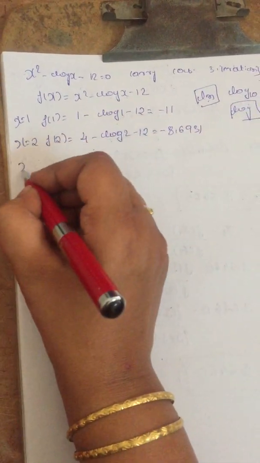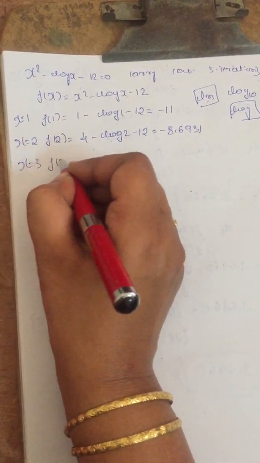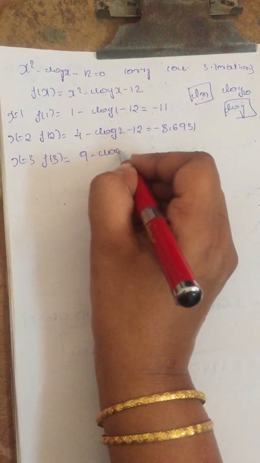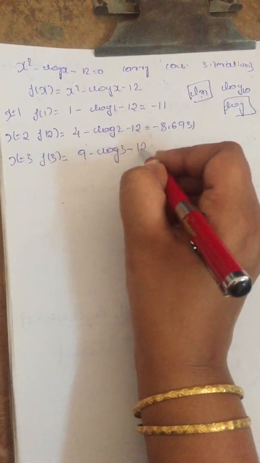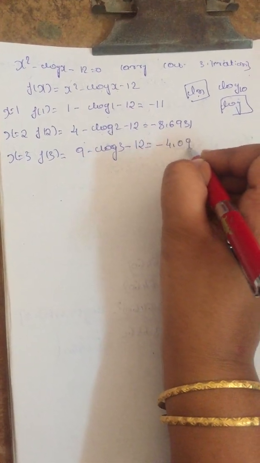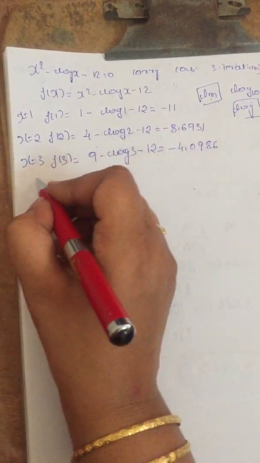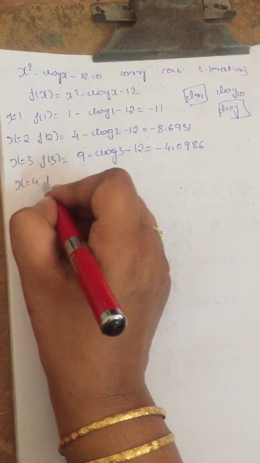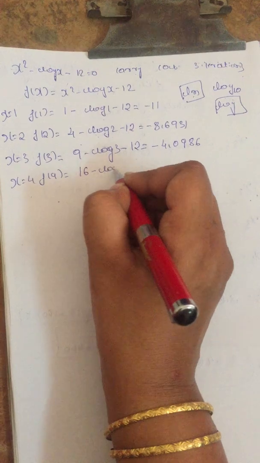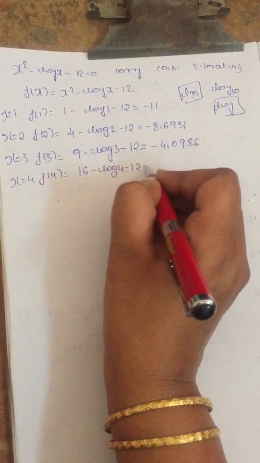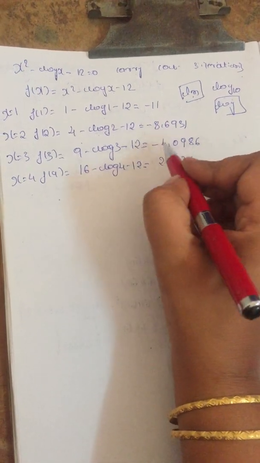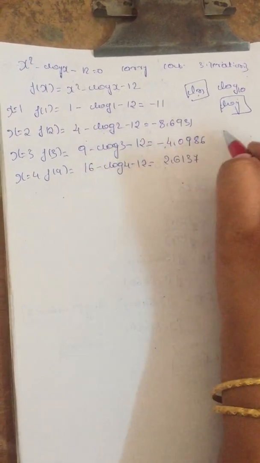Okay, now take x is equal to 3. Then f of 3 value is 3 threes are 9 minus log 3 minus 12. Simplify, here we get minus 4.0986. Take x is equal to 4, then f of 4 value is 4 fours are 16 minus log 4 minus 12, which is equal to 2.6137. Now here we get one negative and also one positive.